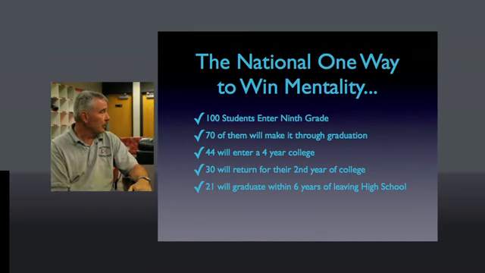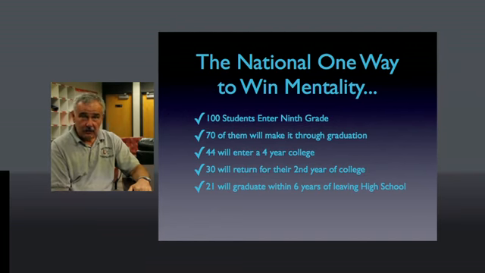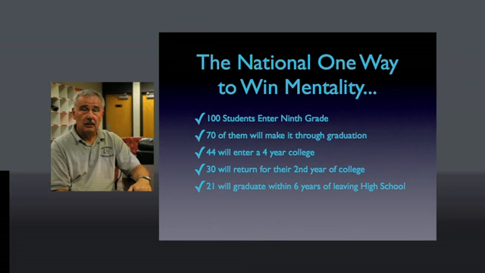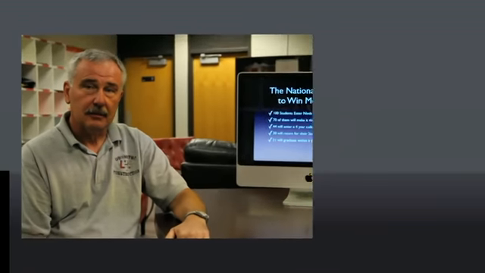Then of those 70, 44 are going to go on and enroll in a 4-year college institution. Of those 44, 30 of them will return for their 2nd year. And of those 30, remember we started with 100, there will be 21 of them that will graduate with a 4-year degree after 6 years of leaving high school. That caused me as a teacher to ponder, am I truly meeting the needs of all kids?